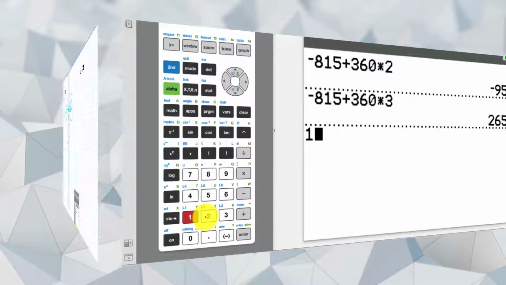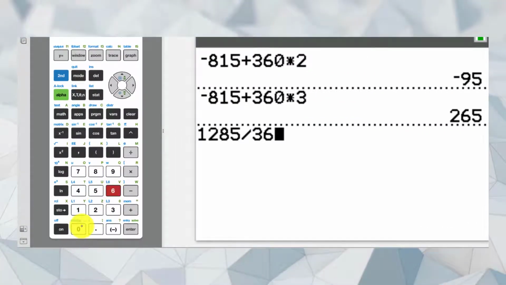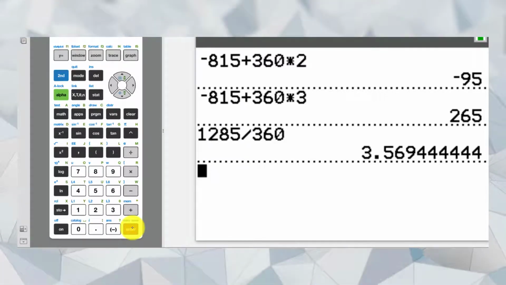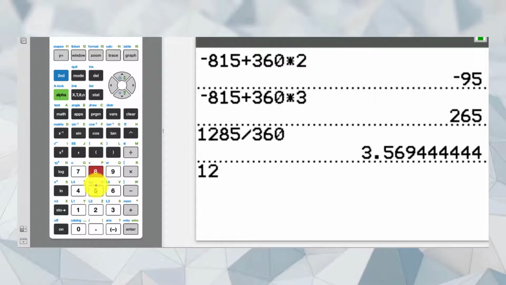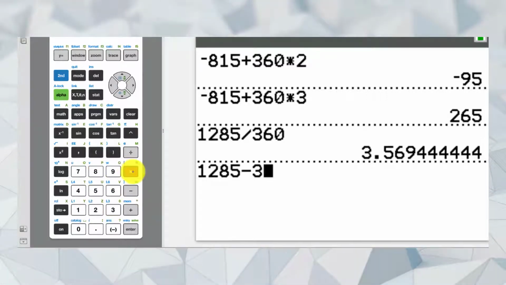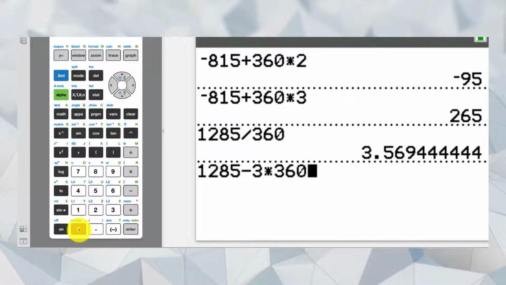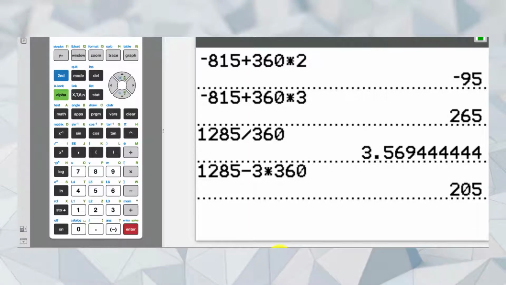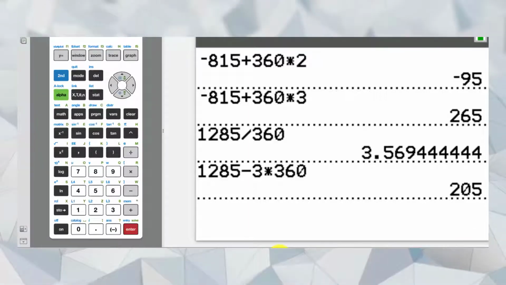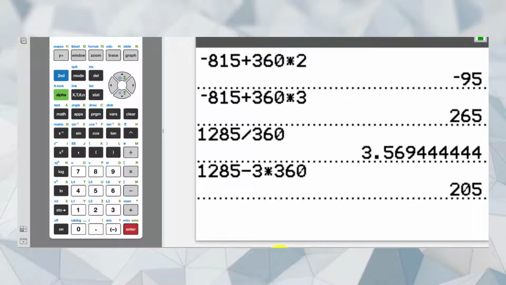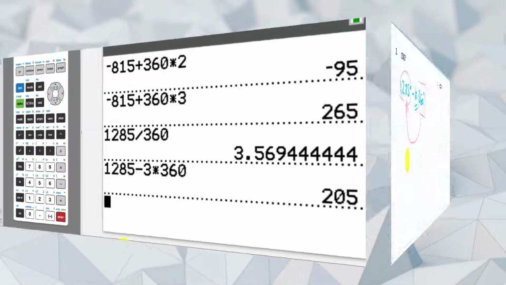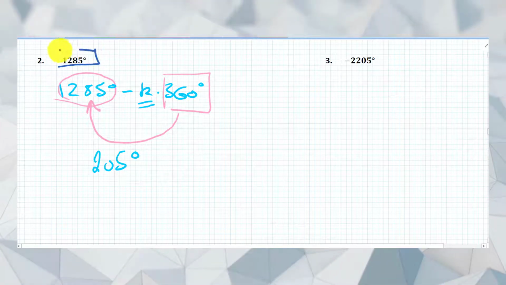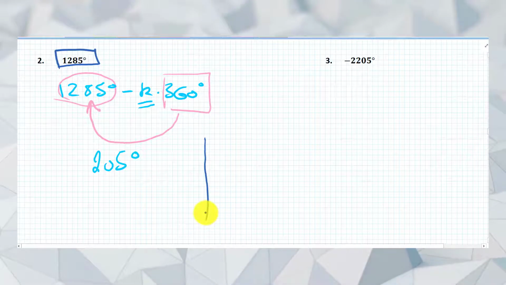So let's see what we have. 1285 divided by 360, and okay, so there are 3 whole 360 in 1285. So now it's easy. You take 1285 and you subtract 3 times 360, and that's going to be the remainder of that division. And it's 205. So 205 degrees is the coterminal angle to 1285 degrees in the interval 0 to 360. Let's report that. So this is 205 degrees. Again, the advantage here is when I look at the original angle, I don't know what quadrant it is, right?